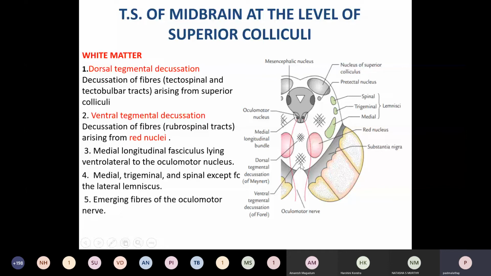Okay. Similar to the other sections, there is again the medial longitudinal fasciculus, but here it lies lateral to the oculomotor nucleus. So this is the position of the medial longitudinal fasciculus. Then there are the medial lemnisci, spinal lemnisci and trigeminal lemnisci here. There is no lateral lemniscus because at the inferior colliculus level itself, the auditory pathway has relayed. So only 3 lemnisci are present here. Then there is emergence of the fibers of the oculomotor nerve. So these are the white fibers present at the level of superior colliculi.